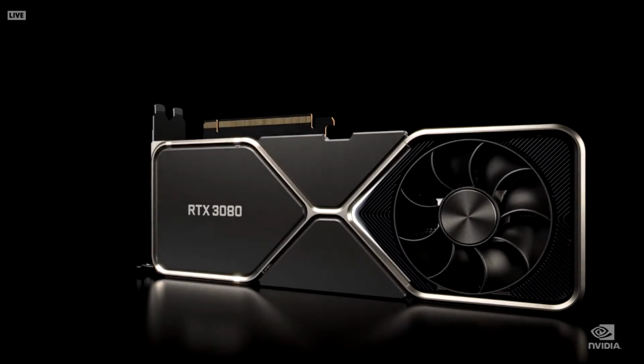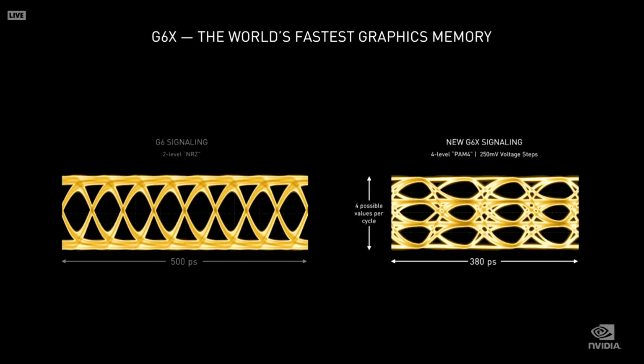Now let me tell you about some of the other exciting technologies inside. Turing used G6, the fastest memories at that time. The industry thought that was the limit. For Ampere, we had to push through that limit. Working with Micron, we designed the world's first memories with PAM4 signaling, pulse amplitude modulation, with 4 voltage levels that encode 2 bits of data each, 00, 01, 10, 11. Each voltage step is only 250 millivolts. So in the same period of time, G6X can transmit twice as much data as G6. PAM4 is extreme signaling technology, and it's just becoming used in high-speed networking.